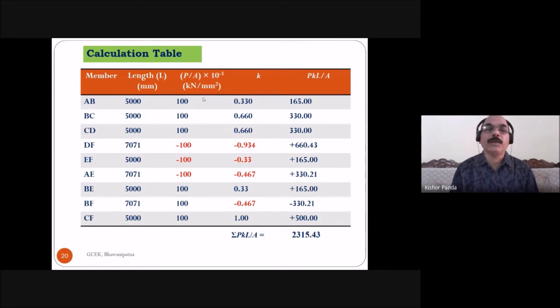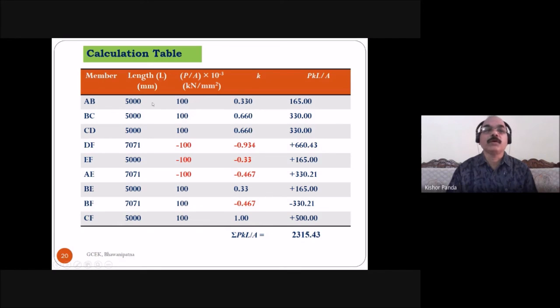You know the force in all the members. Stress is equal to force by area, so area is equal to force by stress. So you can easily find out what is the area for each member. What is the force you got from the analysis? So using that force and the stress, which is constant in all the members, you can find out what is the area of each member.